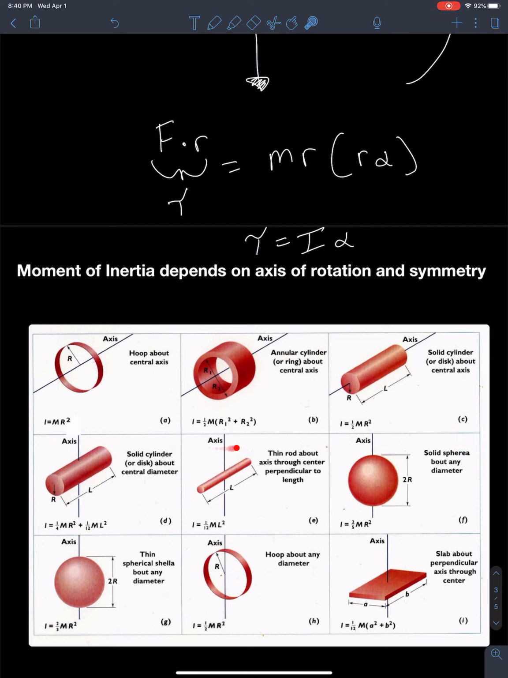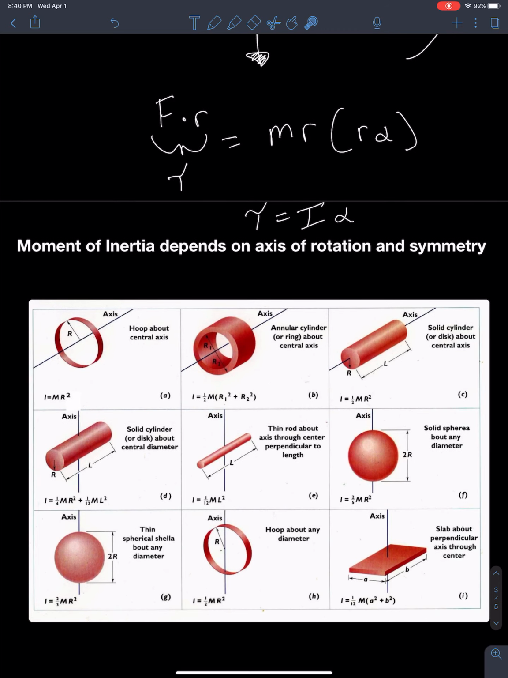But once I start to put weight on the inside, more particles on the inside, you don't see mr squared anymore. You see some more complicated fractions, like 1/2 m r_i squared plus r_o squared, where the inner radius and the outer radius find the average of all those point masses. Then you can see all these different types of objects that I'm rotating. Depending on how I'm rotating them, I get a different inertial mass formula.